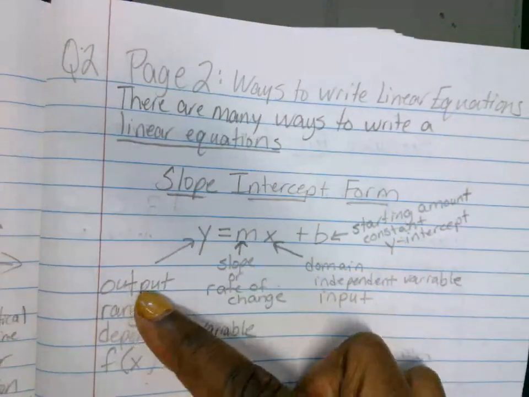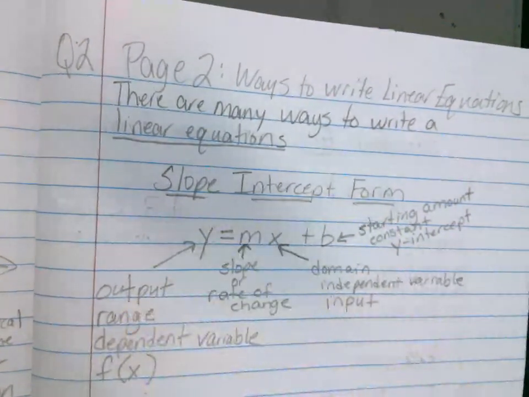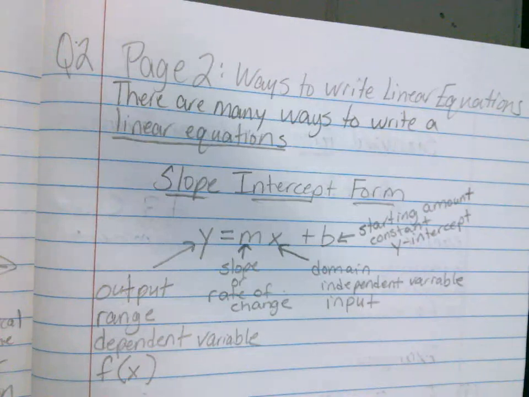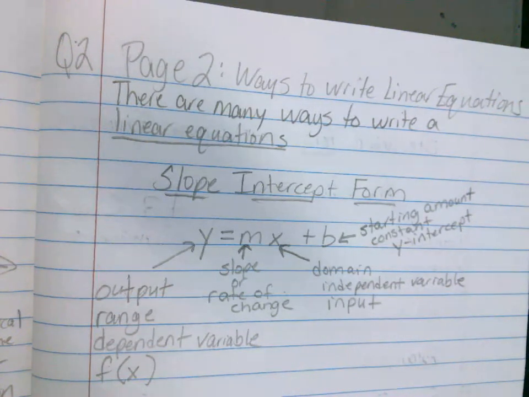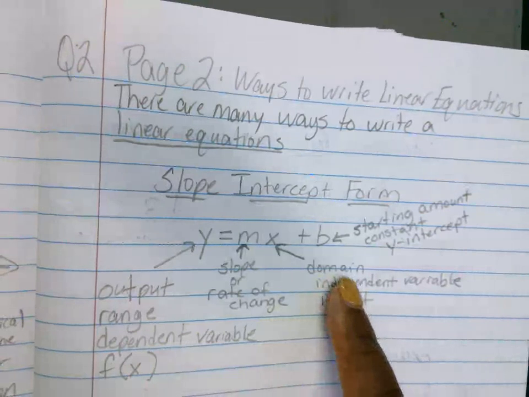Remember we talked about the different names for y. Y can be called your output, your range, your dependent variable, or f of x. M represents the slope. That's your rise over run, the steepness of a line. Another word for slope is rate of change. Different names for x are your input values, your domain, or your independent variable.